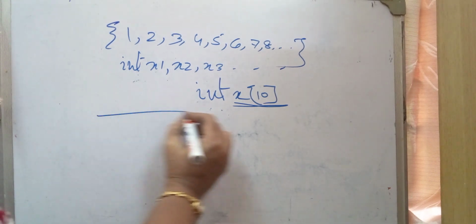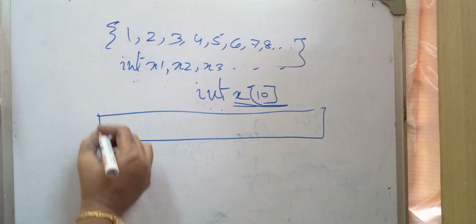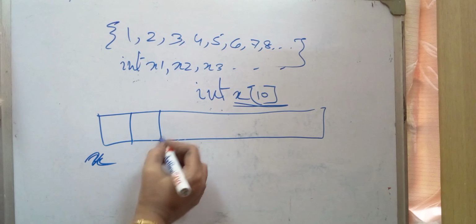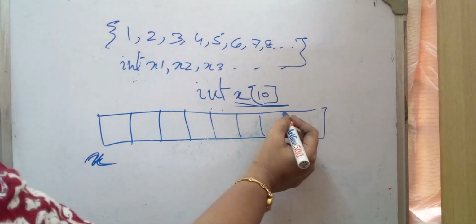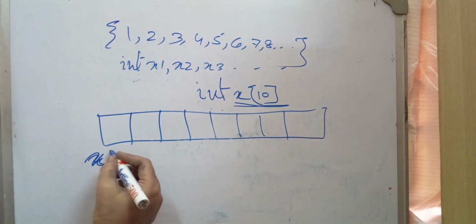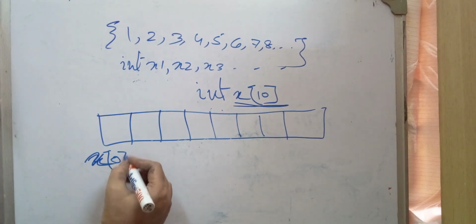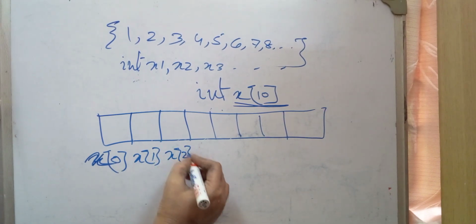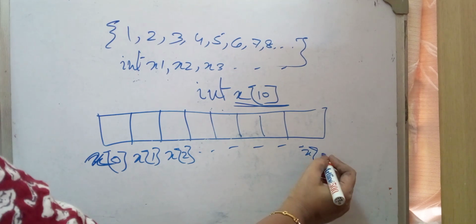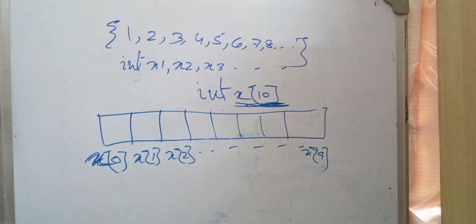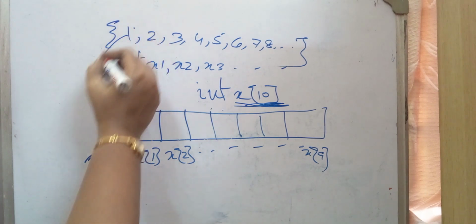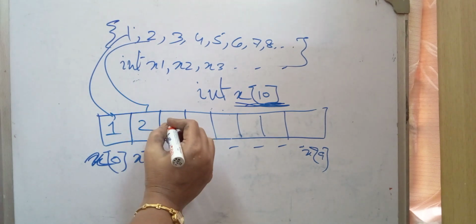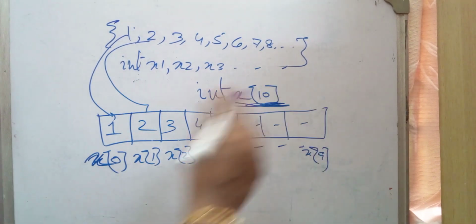Suppose I am drawing a diagram. This is array x. I am drawing 10 pockets. The pocket addresses start from 0. This is x0, x1, x2, up to x9, since the size is 10, and I can store the values here, like this.